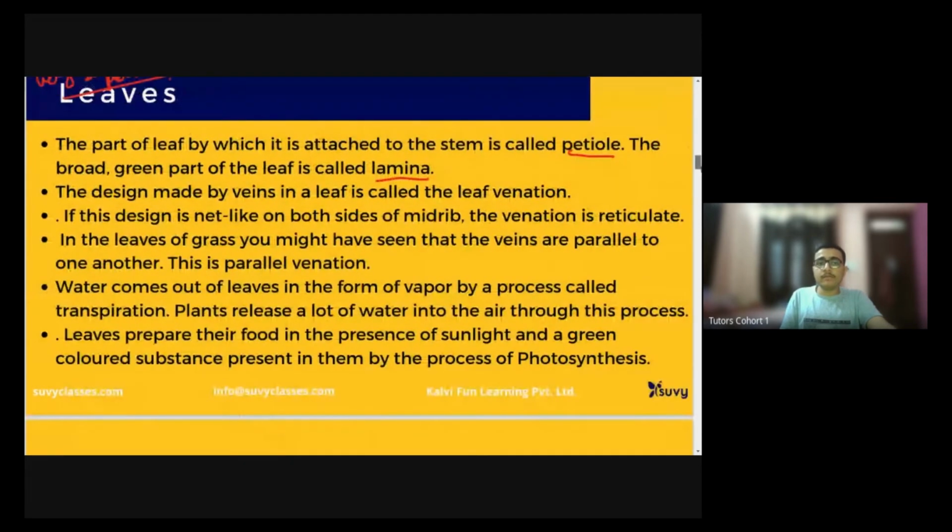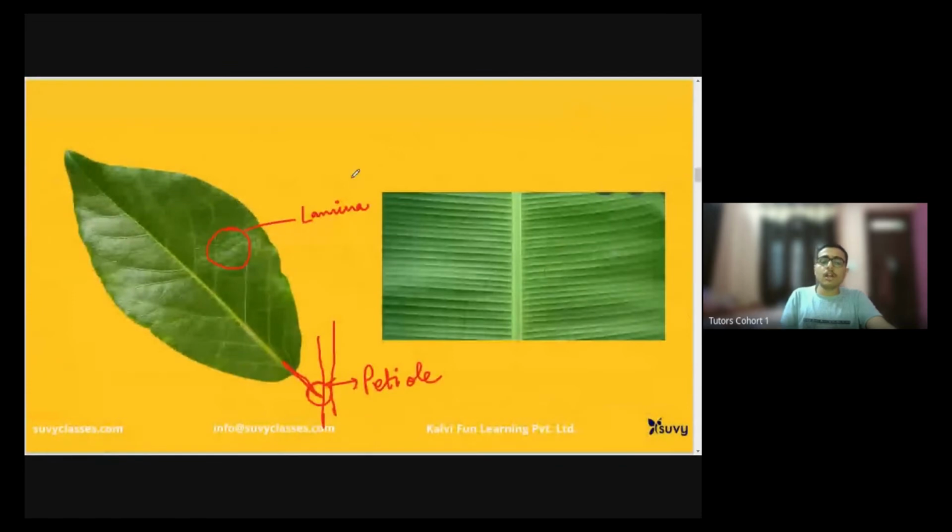Next, the design made by veins in a leaf is called leaf venation. So what are veins? Children, can you see these lines? These are veins. Now, this is also a leaf. This is lamina here. Where this will be attached to the stem, it will also be the petiole. Here, veins are these ones.